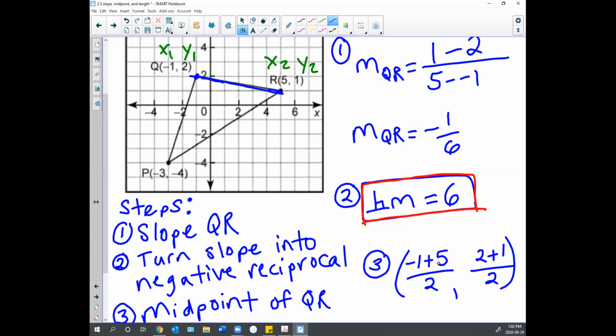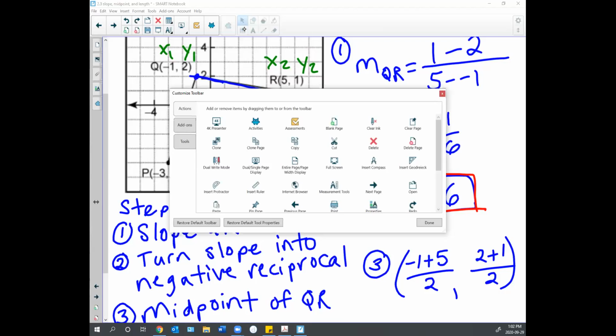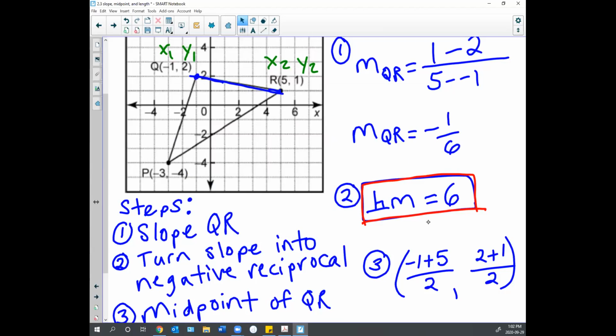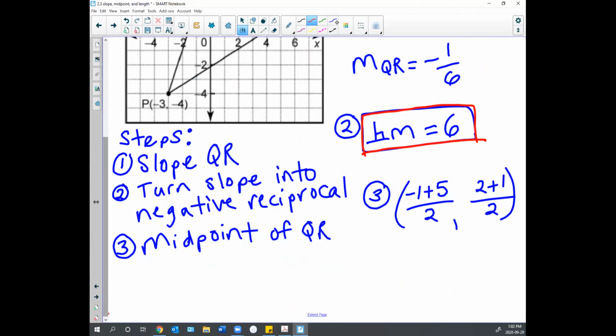Who has calculated the midpoint of QR? Anyone? I got 2 and 1.5. Thank you, Aiden. That is perfect. 2 and 1.5. Now, if I put it on my graph, it's right here. Does that look like it's about the middle? Hopefully, yes. But yes, that is correct. We get 2 and 1.5, or 3 over 2, whichever one you prefer is fine.